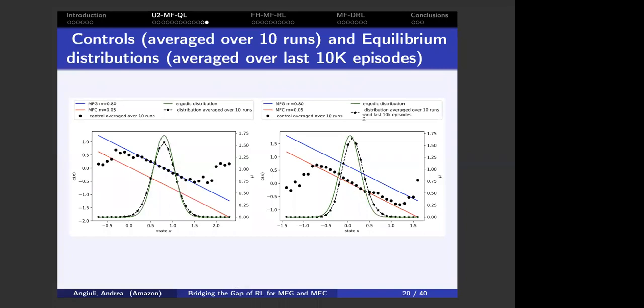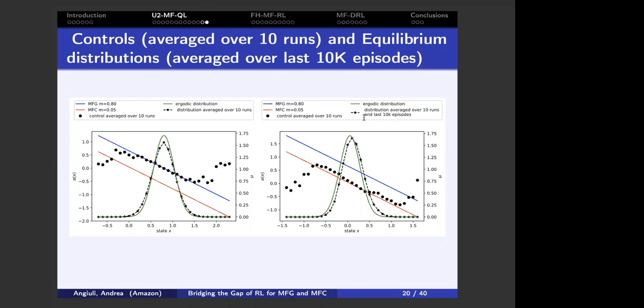Here I show the results of running the algorithm with two different settings. In particular, on the left, we tune the algorithm to solve the mean field game. On the right, we tune the algorithm to solve the mean field control problem. Each of these plots represents on the x-axis the state of the agents. On the left y-axis, we have the control function alpha(x), and on the right y-axis, we have the distribution of the population. In particular, the red line is the continuous function that is solving the mean field control and the blue is the mean field game, and the green line is the distribution of the population.